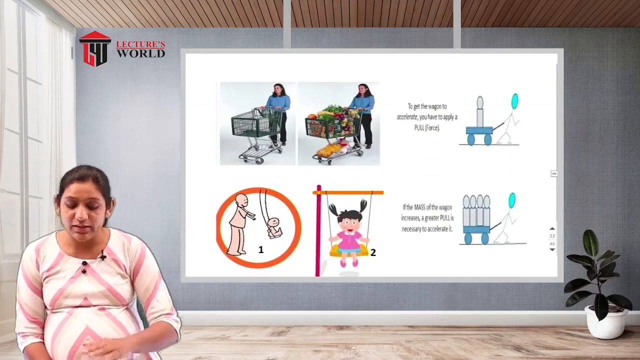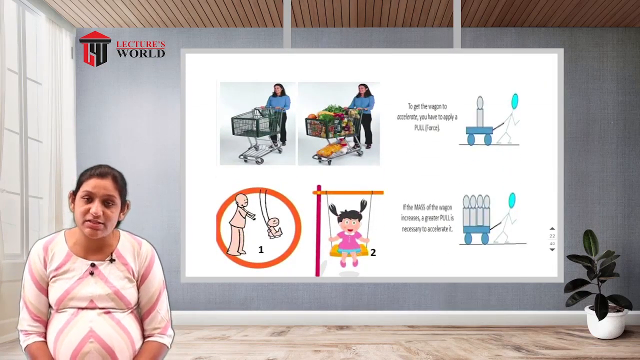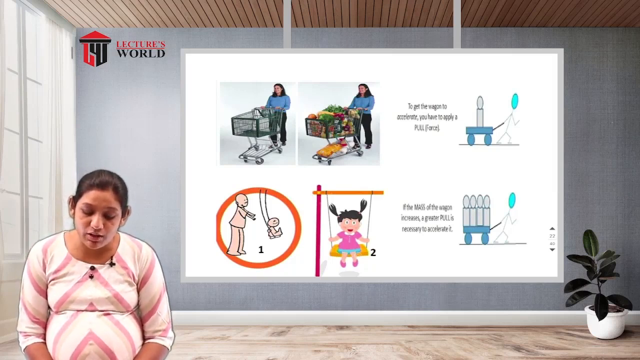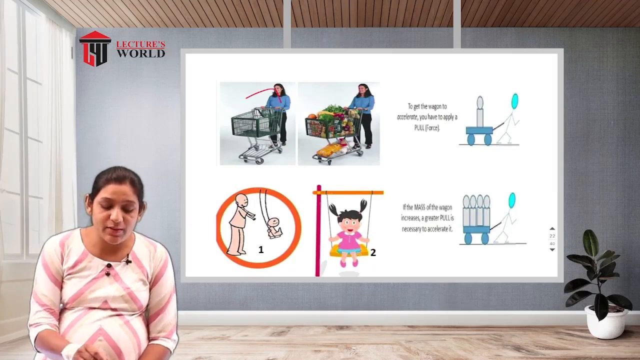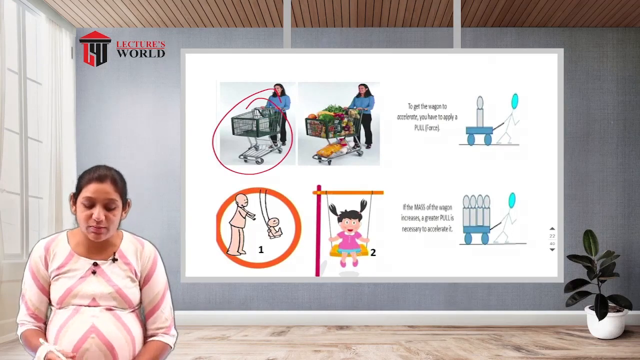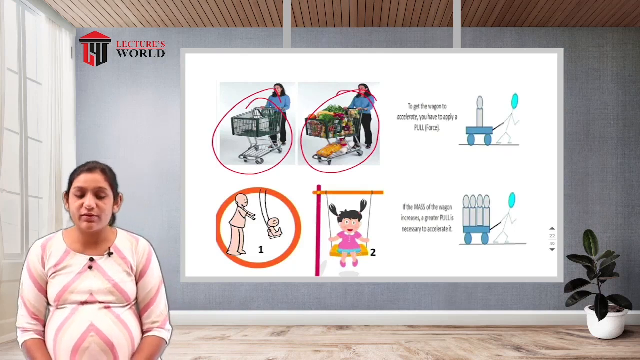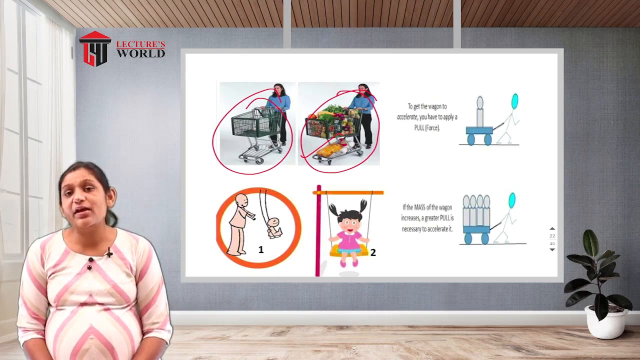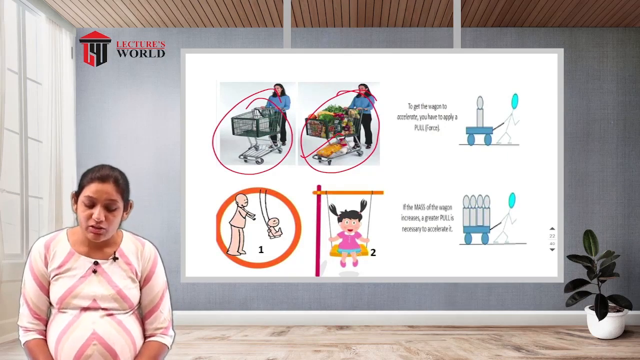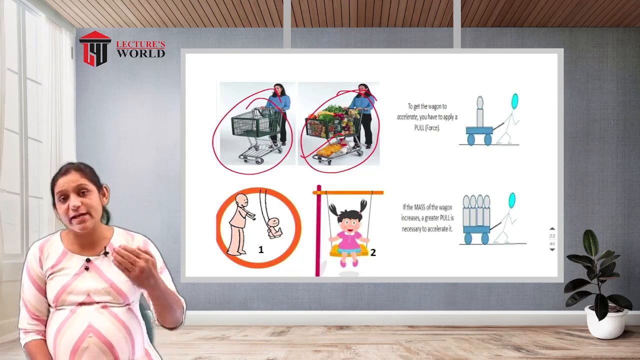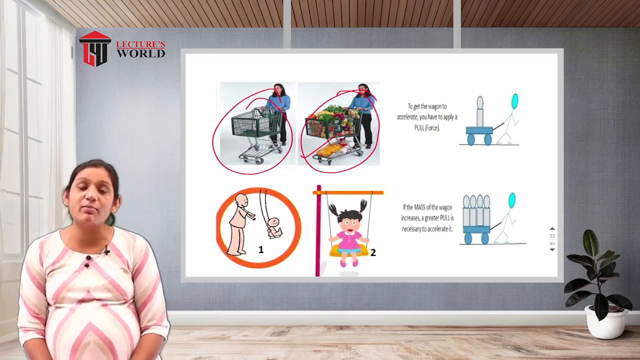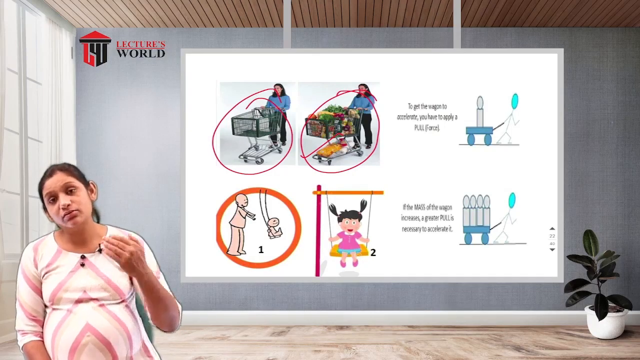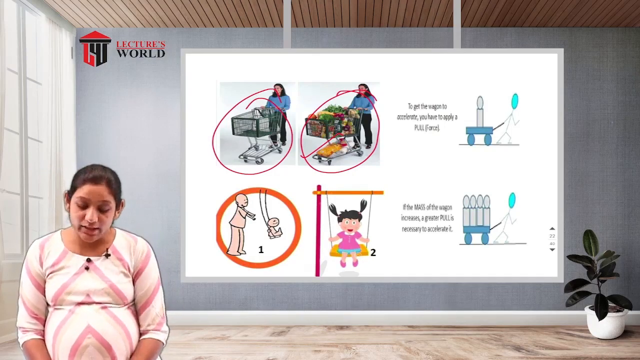Next, here are some animated pictures to help understand Newton's second law. To get a wagon to accelerate, you have to apply a pull. In this case you can't apply a higher force, but if something very heavy is put into this trolley, it looks very heavy, so it slides in a forward direction. Whatever amount of force you apply, it always slides in the direction of the force.